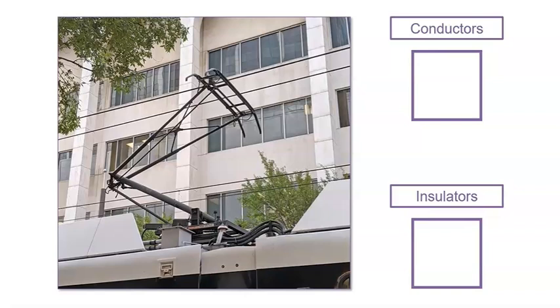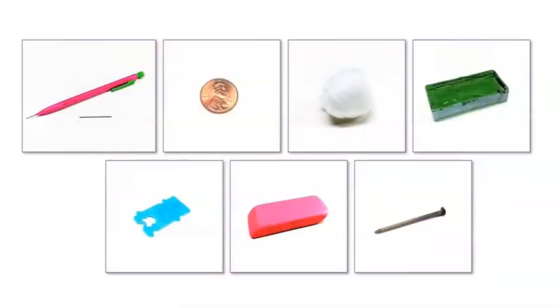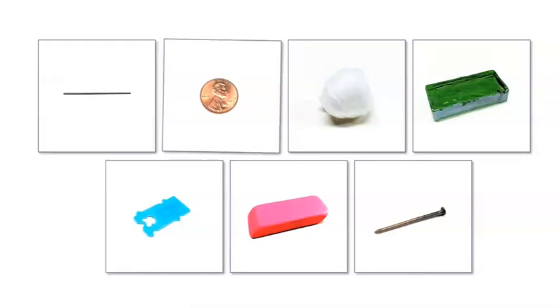In today's lesson, we will test objects to identify different materials as conductors or insulators. We'll try using each of these materials as the pantograph in our model. The lead from this pencil, a penny, a cotton ball, a towel, a bag closure, an eraser, and a nail.